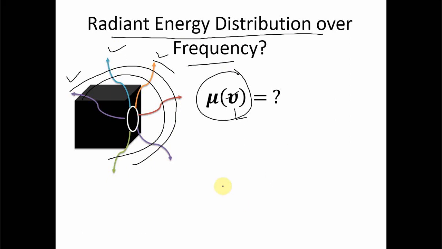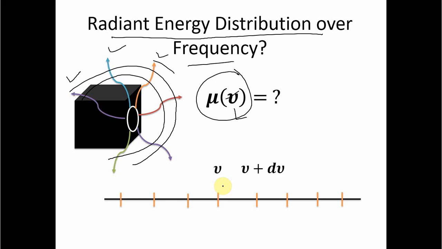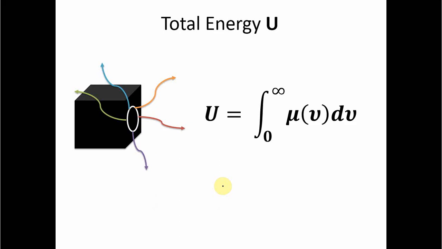To make it even more concrete, I can show you this line where we have divided the frequency into intervals, and let's say this is a frequency nu and this is nu plus d nu. The question is how much energy is contained in this interval. Before going to what we expect, I show you a mathematical formula for the total energy. If this is the energy distribution over frequency, which means this is the energy in the frequency, and I integrate it from 0 to infinity, I will get the total energy. So this is one fact you have to remember.